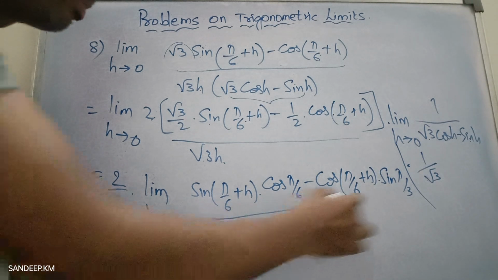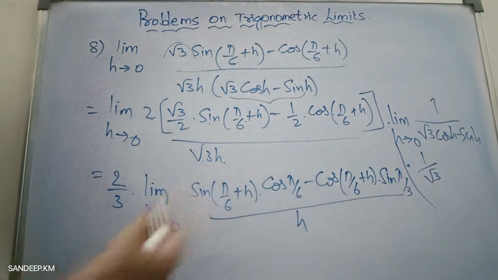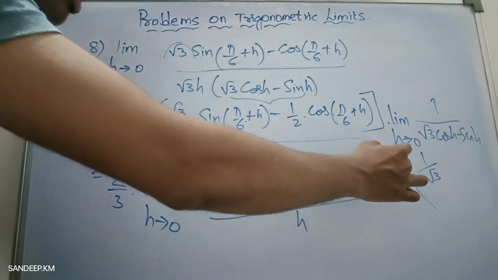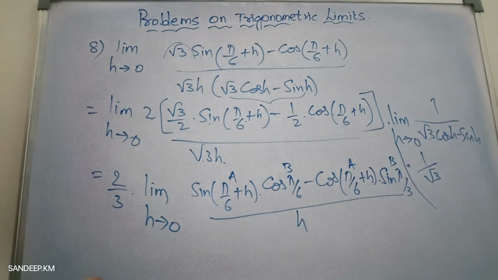Whole divided by... I took root 3 already outside. We have only h. This is in the form of sin a cos b minus cos a sin b, which is sin of a minus b only, right? Okay, let me write it here.